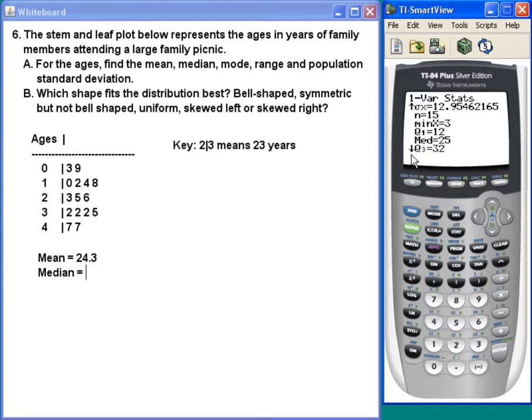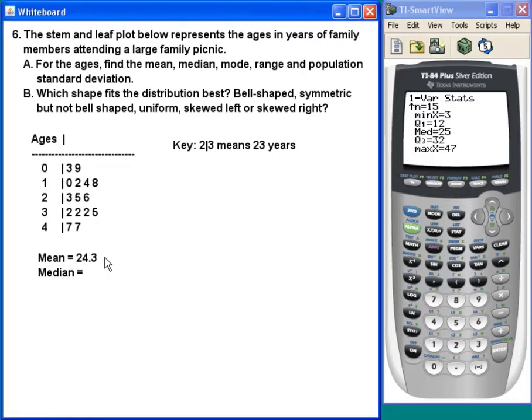See how there's a down arrow here? It's telling you that there's more information given. It's just not showing it all. Median here is 25. The mode is actually not given on this output screen. We have to just calculate it ourselves.